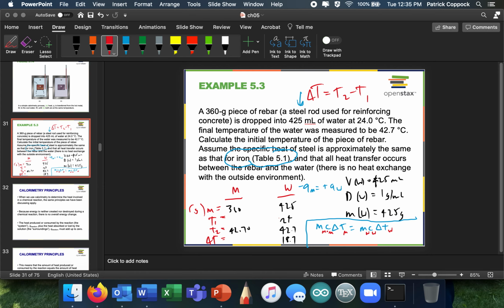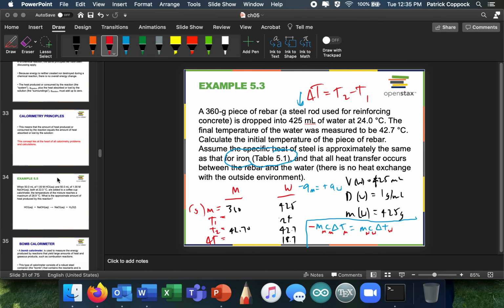But watch out now. What was lost by the metal was gained by the water, okay? So I'm not going to solve that. There's the equation for it. I showed you how to set it up, but as I said, I'm not going to solve it. So we may do that together in class.